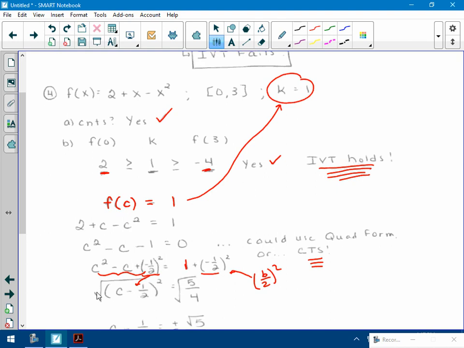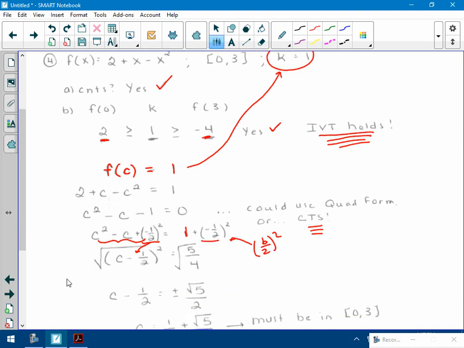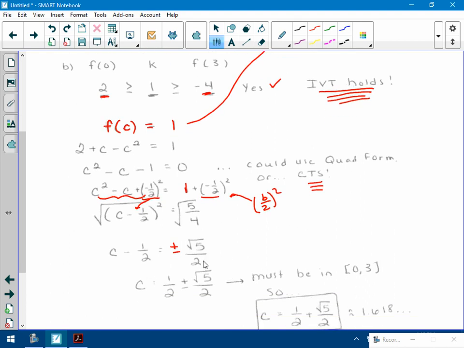I still want to solve for c, so I take the square root of both sides. Now I get c minus 1/2 equals plus or minus, don't forget that. This is radical 5 over radical 4, which is just 2. Adding the 1/2, we get 1/2 plus or minus radical 5 over 2, but I have to be in this interval. I have to be between 0 and 3.